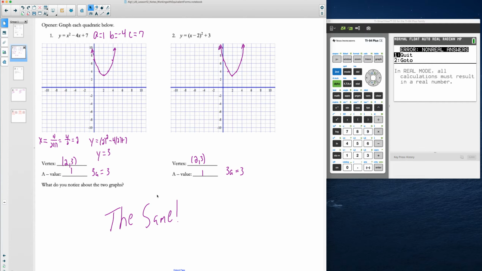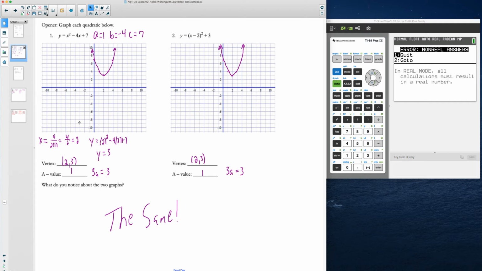And what do you notice? Hopefully, if you did things correctly, these are the exact same graphs. And so what that means is these are equivalent forms. So the question is, how do I take the first one, y equals x squared minus 4x plus 7, and make it look like the second one, y equals the quantity x minus 2 squared plus 3, or vice versa? How do I go from the vertex form to the standard form? And that, my friends, is the conversation for today.